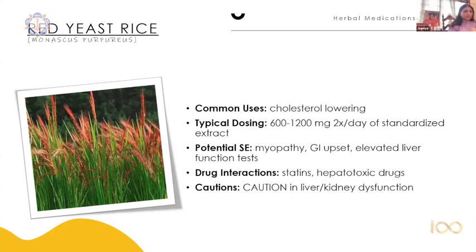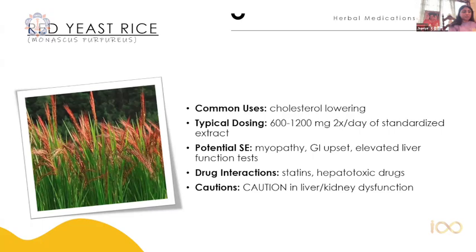So this is probably one of the top 5 most common herbals used. It is red yeast rice, and that's produced by fermentation of fungus on rice. And so we get the products that we use from this fungus. And it has monacolin K, which is a natural blocker of some of the cholesterol pathway.